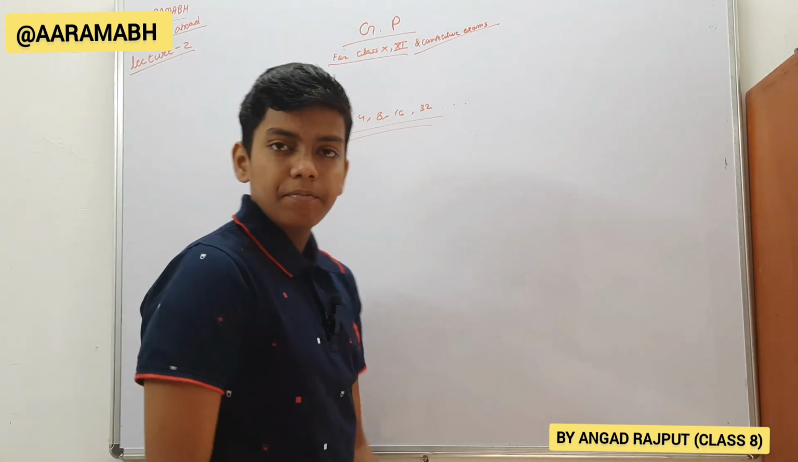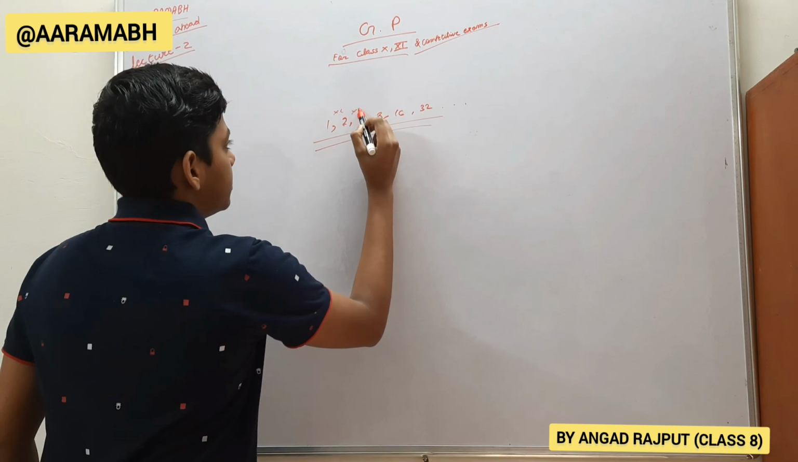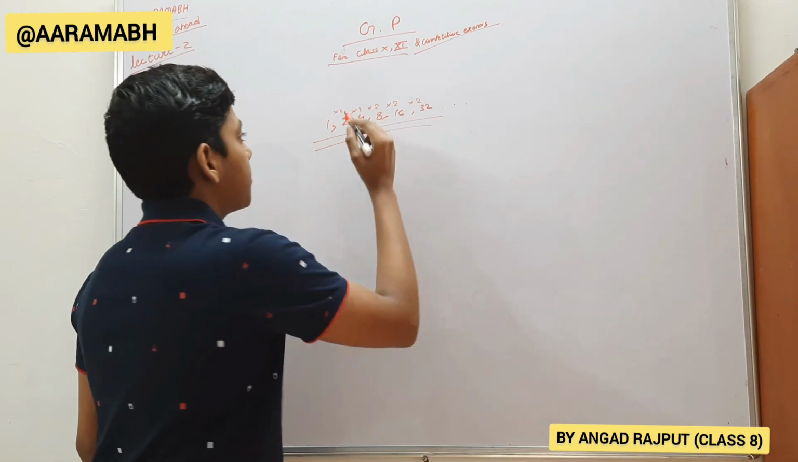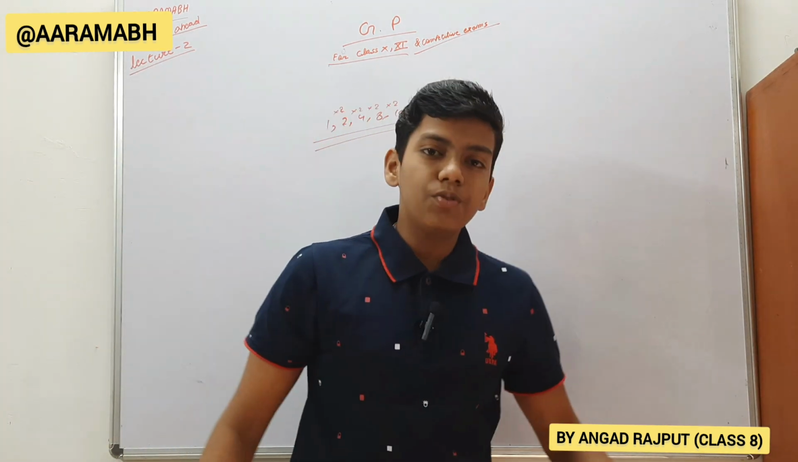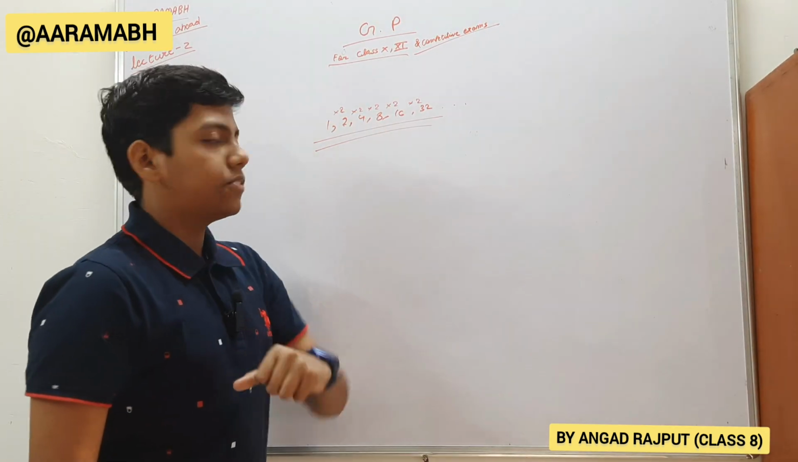Anything common? Anything? I hope you must have guessed. It is multiplied by 2. Every term is being multiplied by 2. Here 2, 4, 8, 16, 32, 64 and so on. So here the thing is, it is being multiplied by 2.